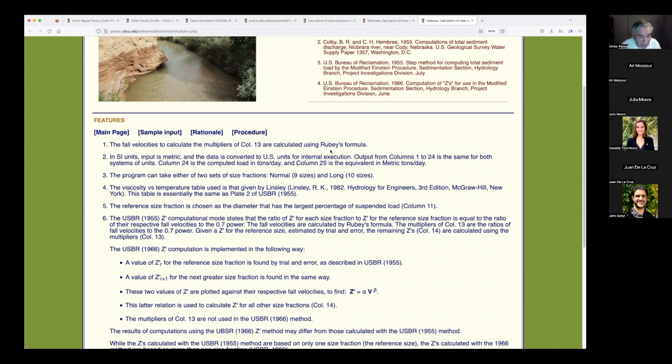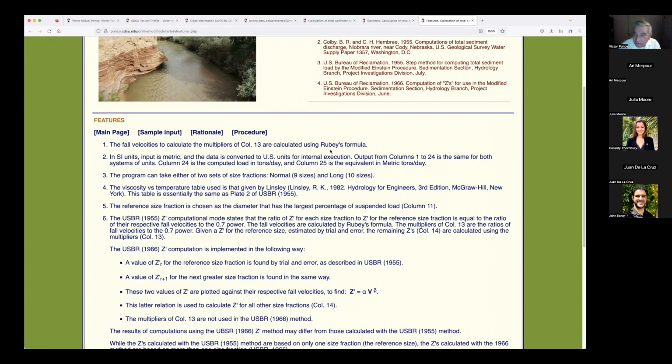The reference size fraction is chosen as the diameter that has the largest percentage of suspended load. This is the crux of the matter in the methodology. One of the size fractions has to be chosen as the reference so that the computation of the Z prime of the others is based on the reference.